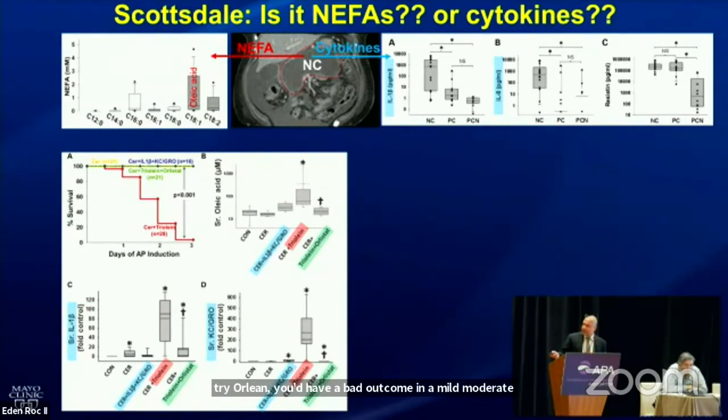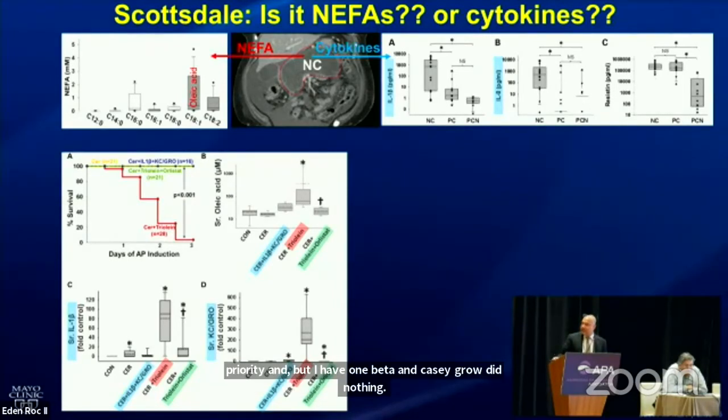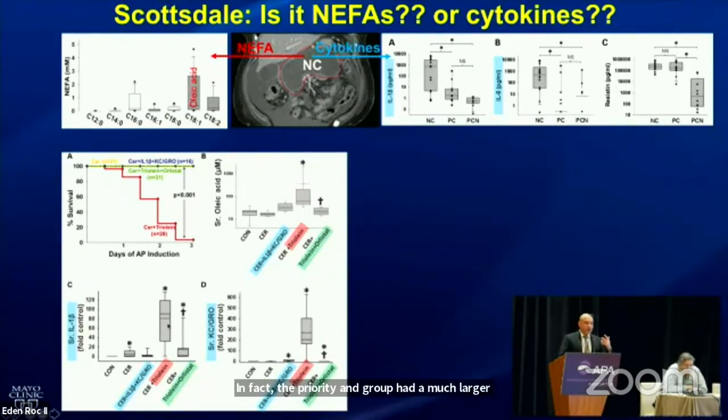Survival went down. There was a lot of lipolysis in the triolein given group, and there was a lot of oleic acid generation, which was prevented by orlistat when given along with the triolein. But IL-1 beta and KC-GRO did nothing. In fact, the triolein group had a much larger increase in the same cytokines that we gave to the rats. The rats did have a response to the cytokines.